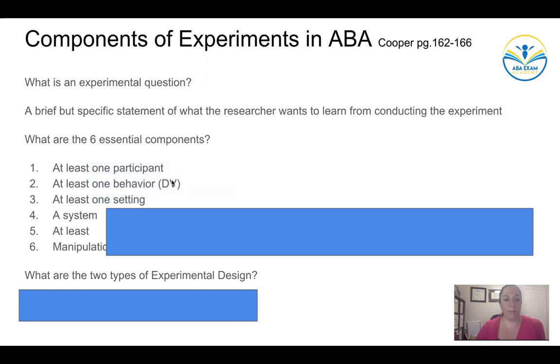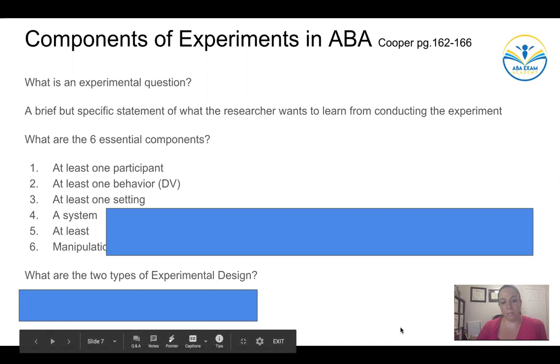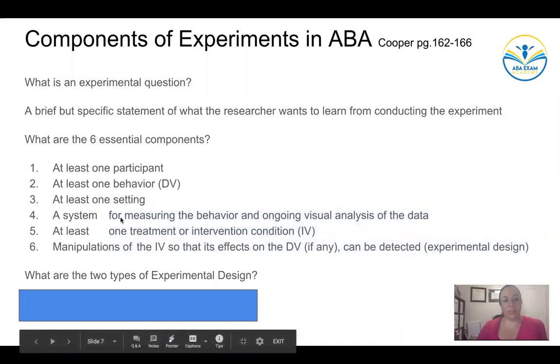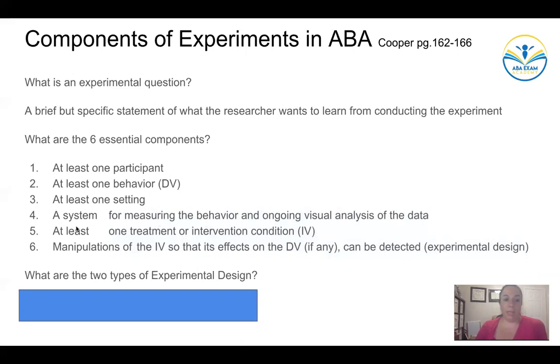So the behavior is also known as what? The dependent variable, or the DV. Good job. All right, then we have a system, and then we have another at least, and then manipulation of what? Manipulation of IV. Okay. A system of experimental design. Anyone want to go for the last at least? Single subject. Okay, so it's a system for measuring the behavior or ongoing visual analysis of data. And then the last one is at least one treatment, which is opposite of DV, IV. And then the last one is manipulation of IV.